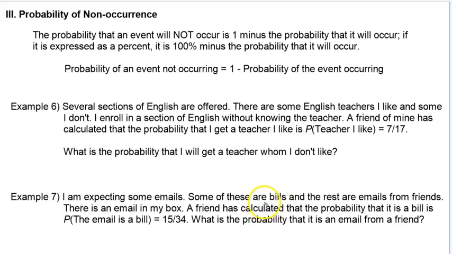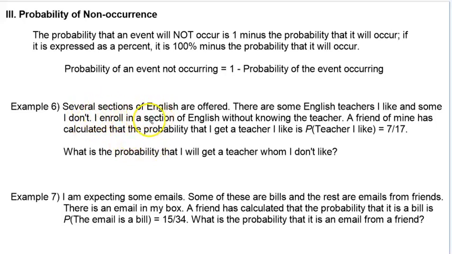Probability of non-occurrence. So this kind of makes sense, I think, logically. The probability of something not happening is 1, or 100%, minus the probability that it will. Okay, that's just summarizing that first little paragraph at the top. So let's just apply that in this example 6.